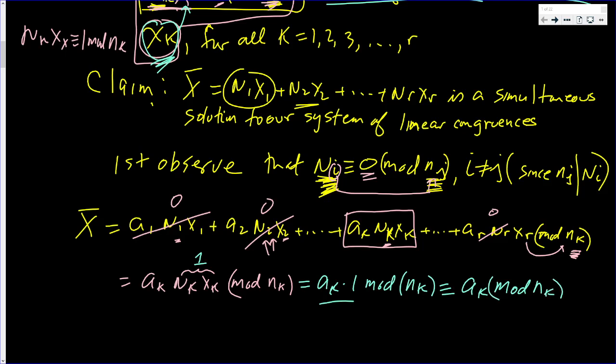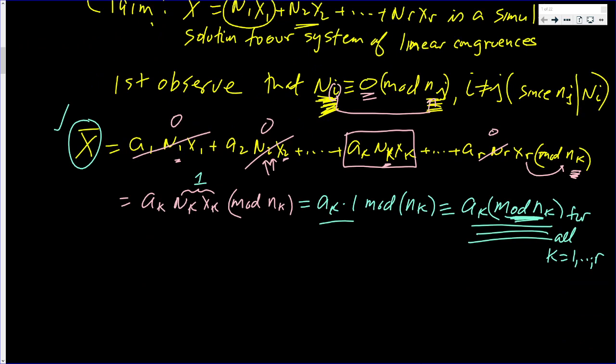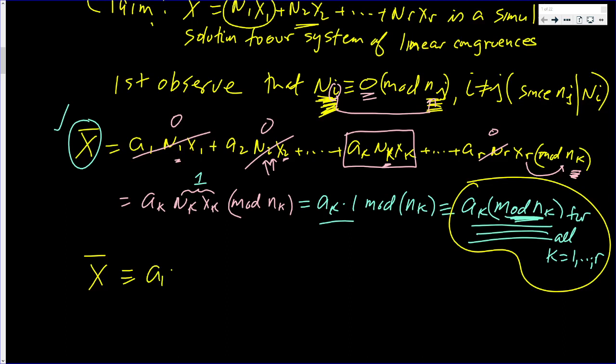Okay, that is, x is equal to this. And that's really what we wanted to show. And this is for all k from 1 to r. Okay, so this x works for each and every mod, no matter what mod we use. That is, now you don't need this in the proof, but x bar is congruent to, now I'm just copying this. X bar is a solution to a sub 1 mod n sub 1.